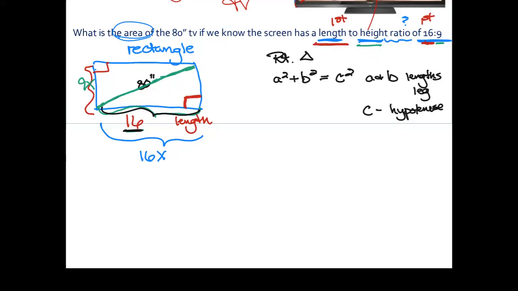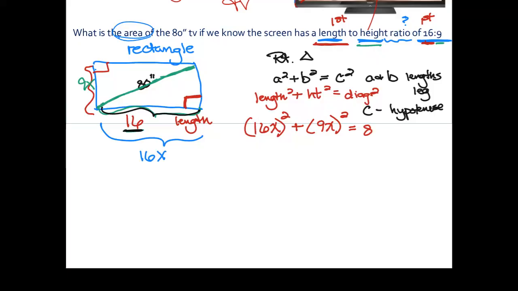So a squared plus b squared equals c squared. I'm going to say the length squared plus the height squared equals my diagonal squared. So the length squared is 16x, I have to square that whole thing, plus the height is 9x squared. And that is equal to my diagonal, which is 80 squared.